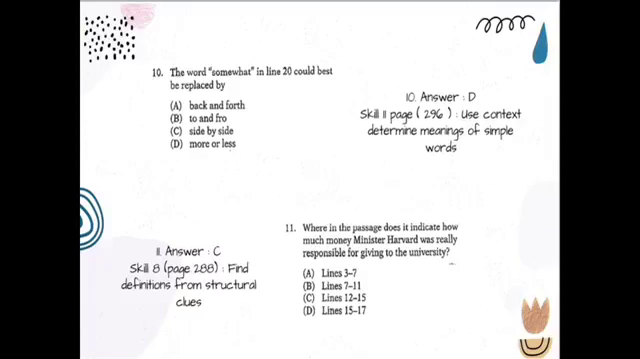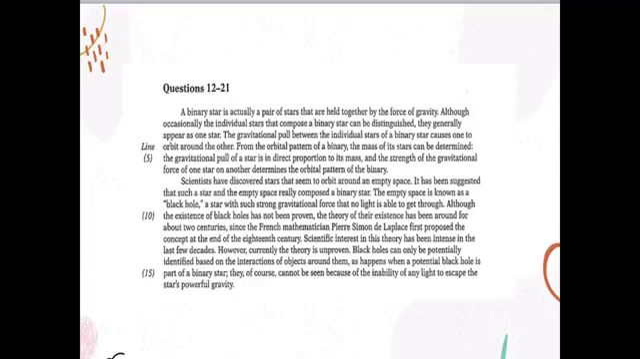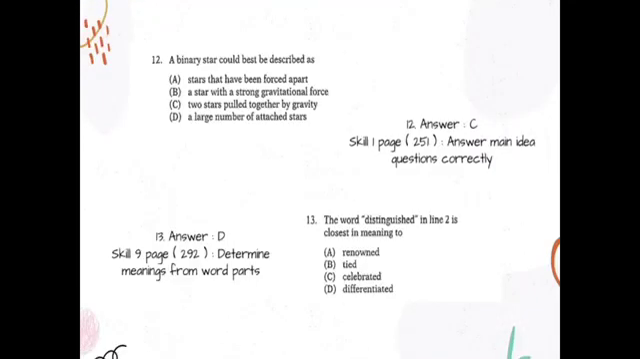You can use skill number 8 in Longman book, page number 2088. Okay, next, number 12. A binary star could best be described as A. a star that has been forced apart. B. A star with a strong gravitational force. C. Two stars put together by gravity. D. A large number of attached stars. The correct answer is C.